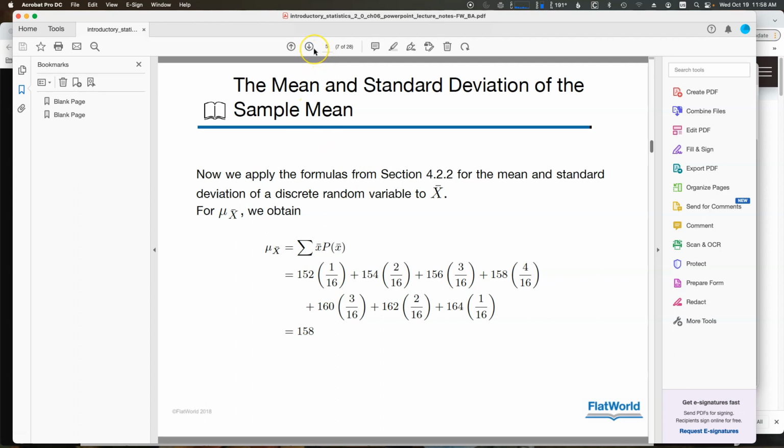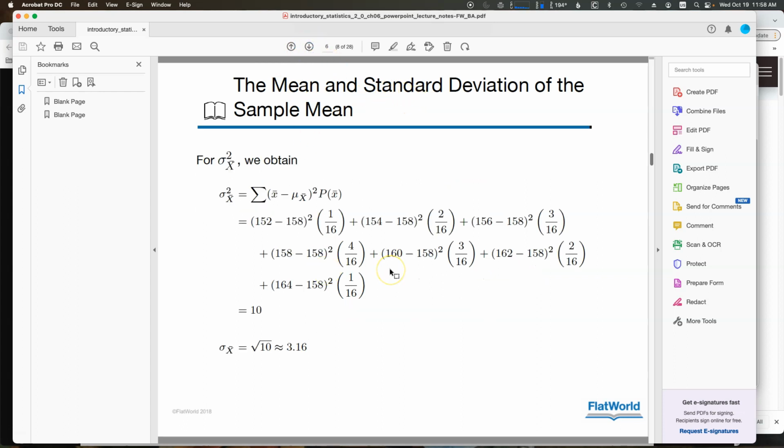Now, once we've calculated this mean, we then need to calculate the standard deviation. So let's do that. To do that, we're going to subtract the mean from the mean of the sample. The mean of the sample, that very first one is 152, and then we're going to subtract the mean for the whole entire population, 158. We're going to square that and multiply by the probability.